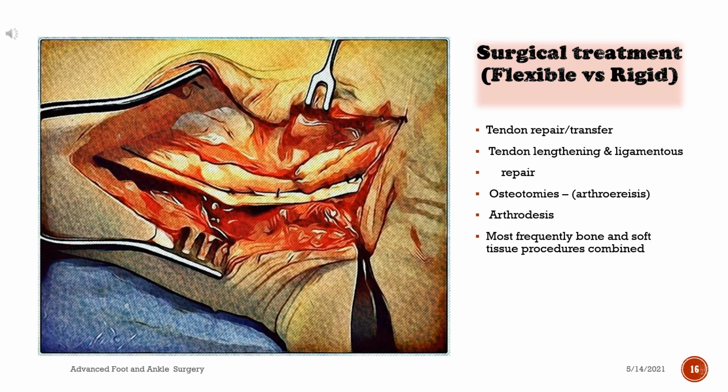Surgical treatment: flexible versus rigid. Tendon repair and transfer, tendon lengthening and ligamentous repair, osteotomies, arthroereisis, arthrodesis. Most frequently, bone and soft tissue procedures are combined.